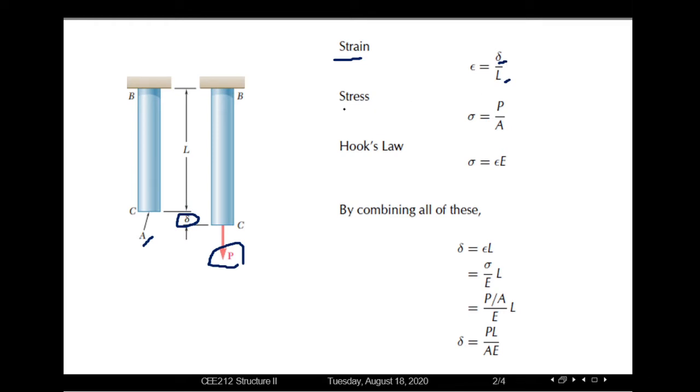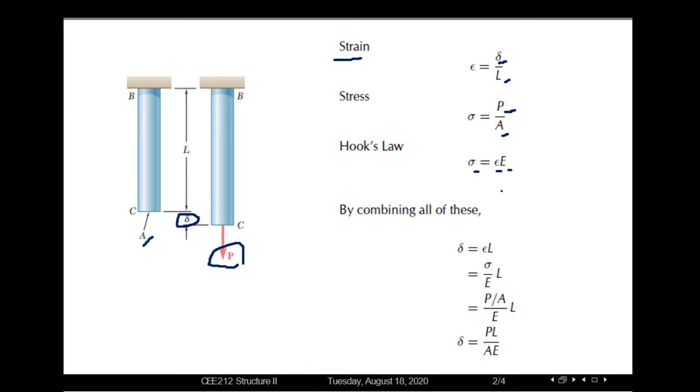And we know that stress is equal to force per unit area. That means force P, which is acting here, divided by cross-sectional area A. And we had also learned Hooke's law in our previous lecture, which expresses the relation between stress and strain up to the elastic limit. So according to Hooke's law, stress is equal to strain times modulus of elasticity.